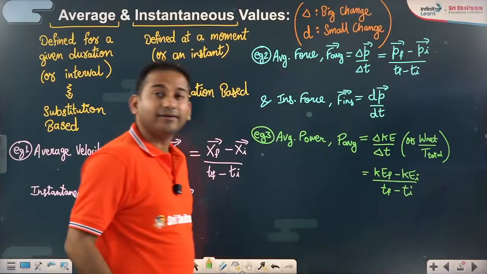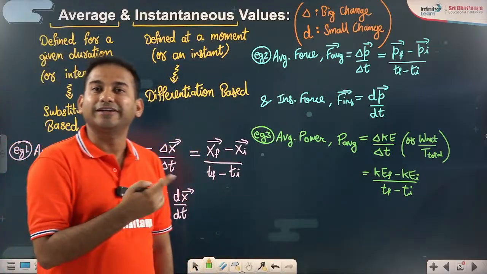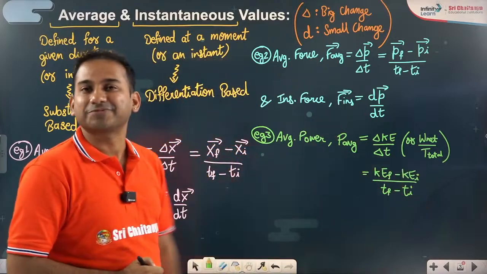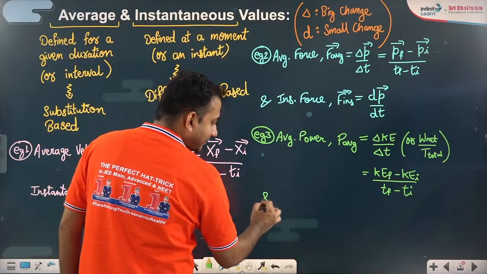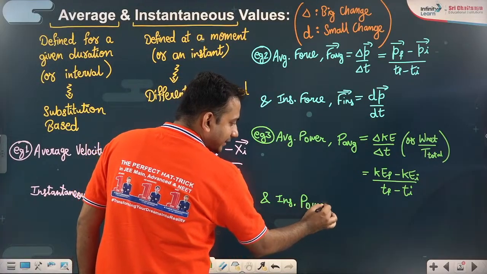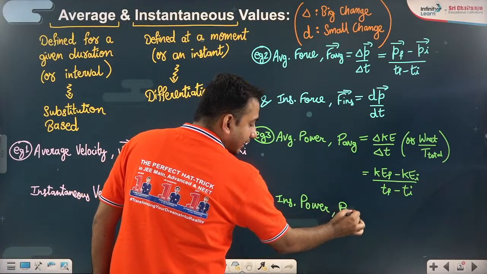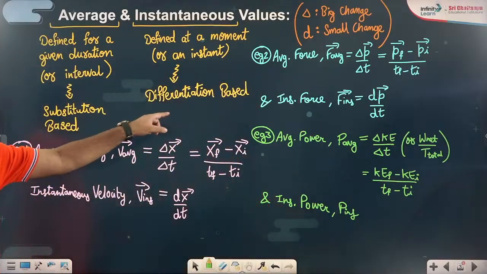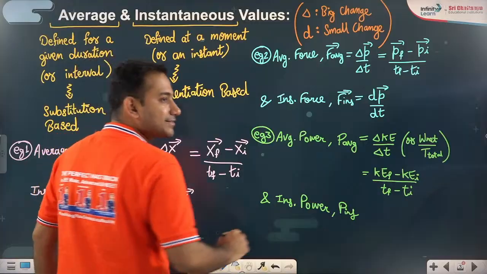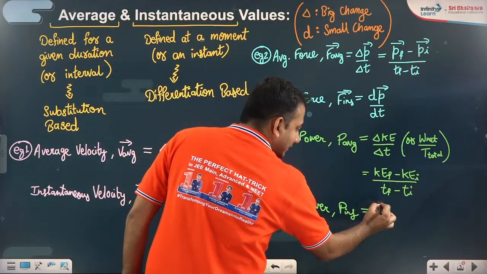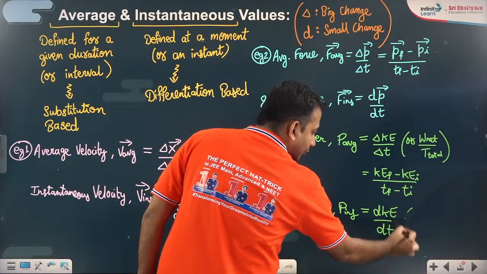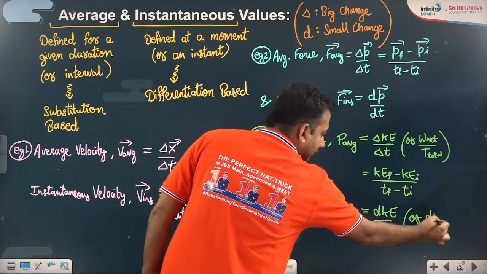So what did you do again? You did final minus initial, final minus initial. This is basically substitution based. And if we talk about instantaneous power, instantaneous things are basically defined for small duration, and those are differentiation based. So that will be equal to dKE by dt, or dW by dt.